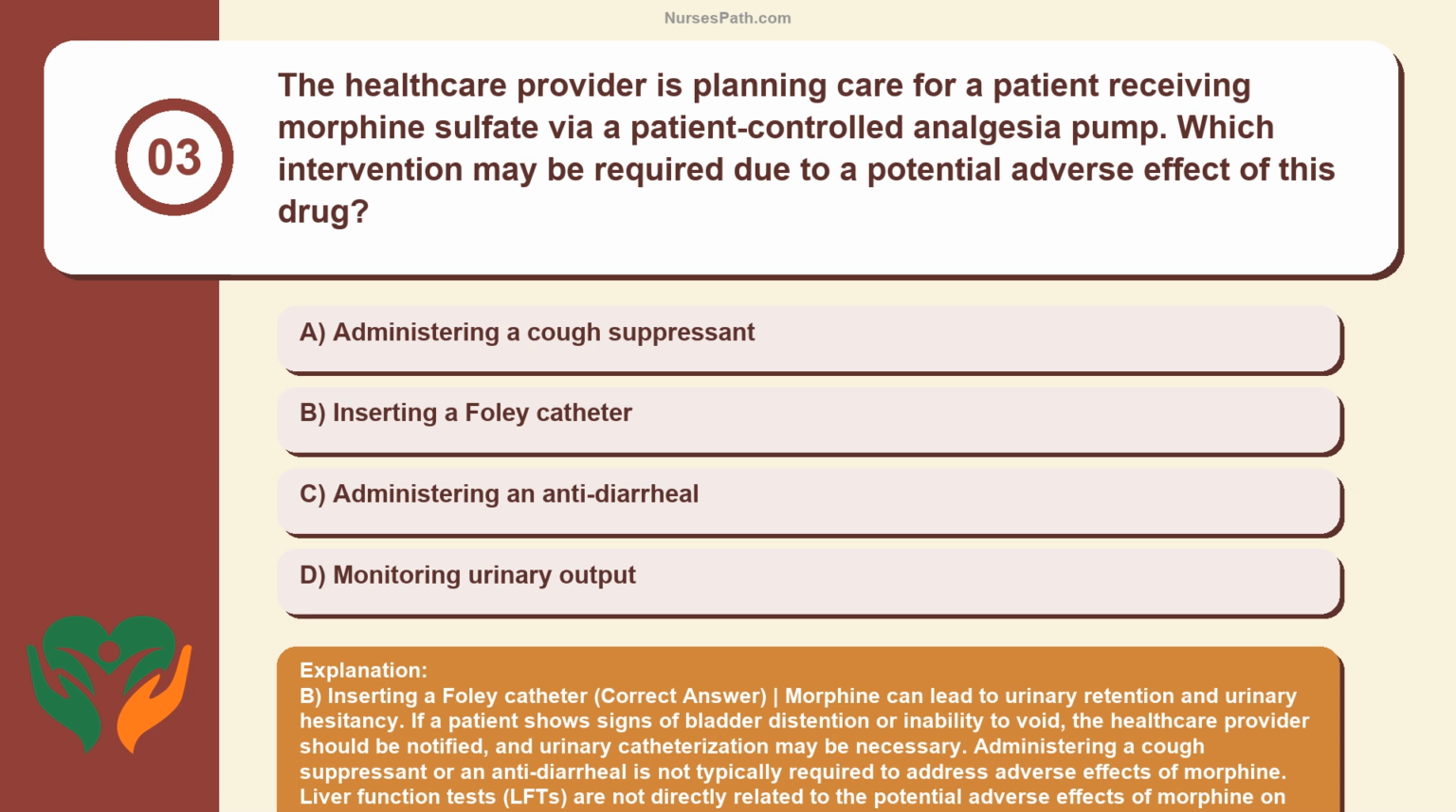Correct answer. Morphine can lead to urinary retention and urinary hesitancy. If a patient shows signs of bladder distension or inability to void, the healthcare provider should be notified and urinary catheterization may be necessary. Administering a cough suppressant or an antidiarrheal is not typically required to address adverse effects of morphine. Liver function tests, LFTs, are not directly related to the potential adverse effects of morphine on the urinary system.